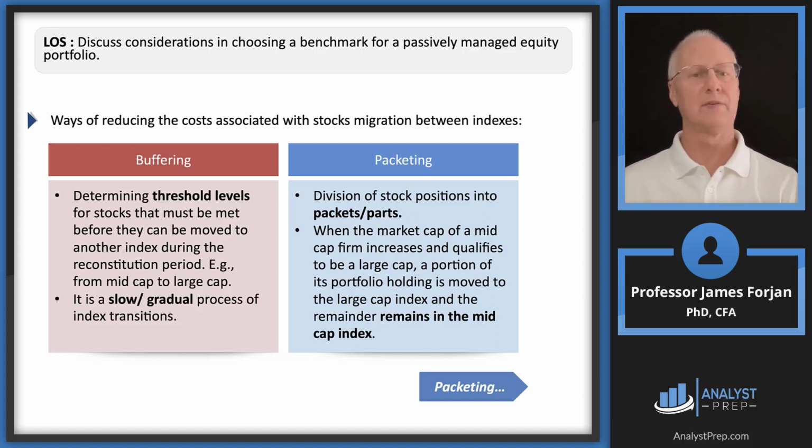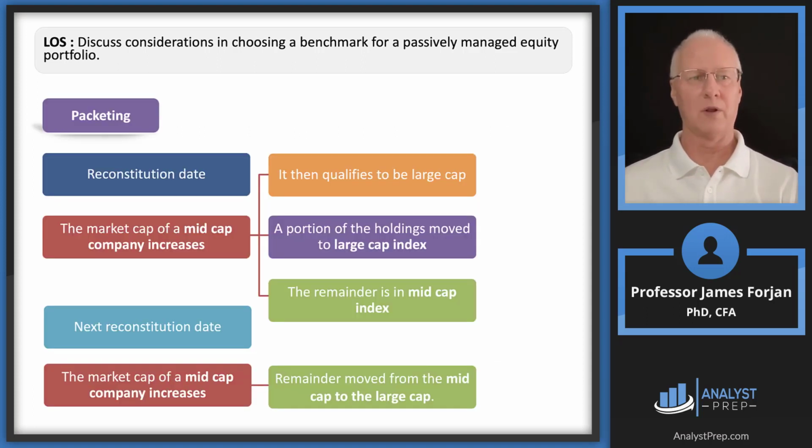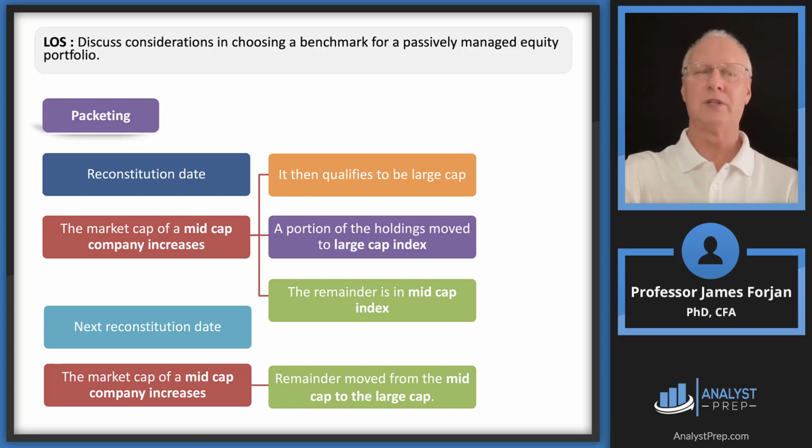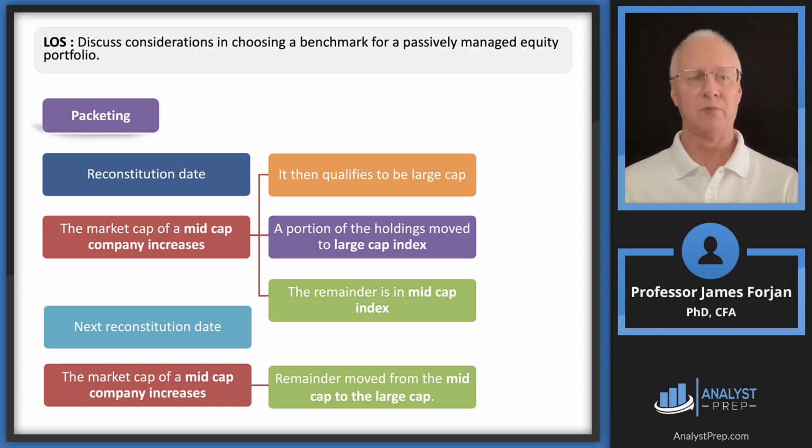But we can also do packeting, this concept of packeting into parts, and we'll work through an example here. So we have our reconstitution date, and the market cap increases. What happens? It then qualifies to be a large cap, a member of that large cap portfolio. But we're just going to take a portion of those holdings and move it to large cap, and keep the remainder in the mid cap. And at the next reconstitution date, if the prices continue to rise, then we just throw everything in the large cap and it is removed. So with packeting, it's removed gradually.